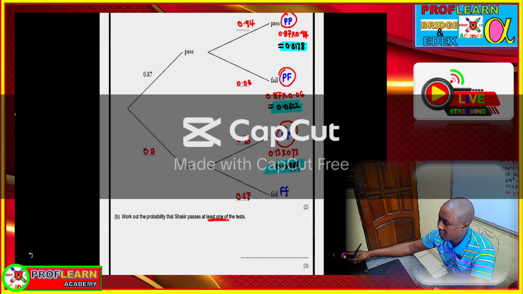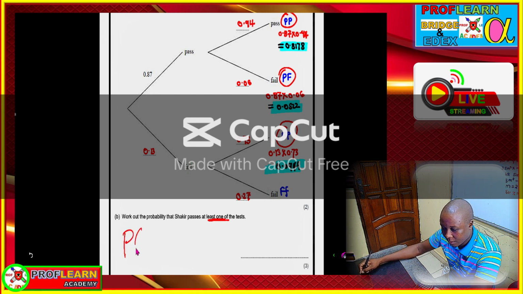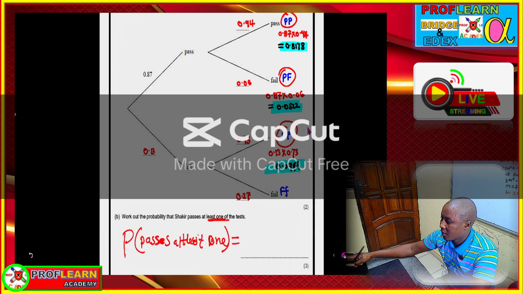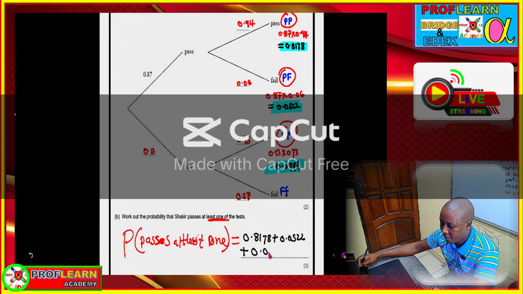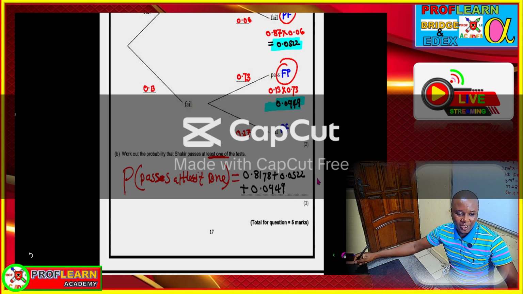So let me just reduce this font a little bit so that I can write: the probability that he passes at least one is going to be, can you add it quickly, 0.8178 plus 0.0522 plus 0.0949. So if we add everything there, what do you get?